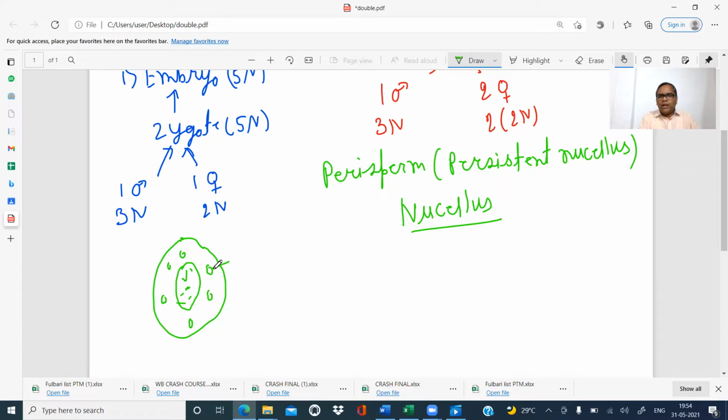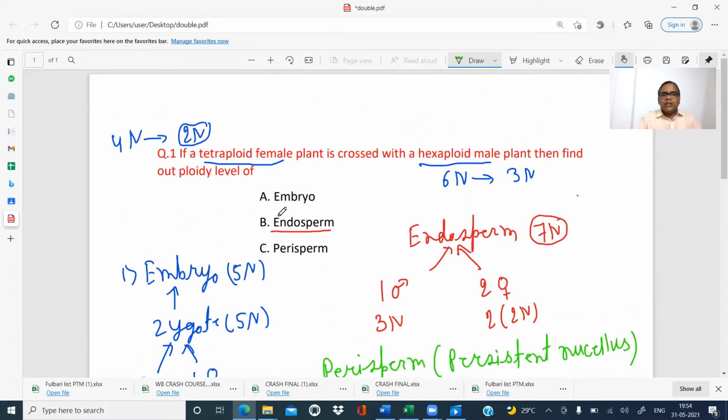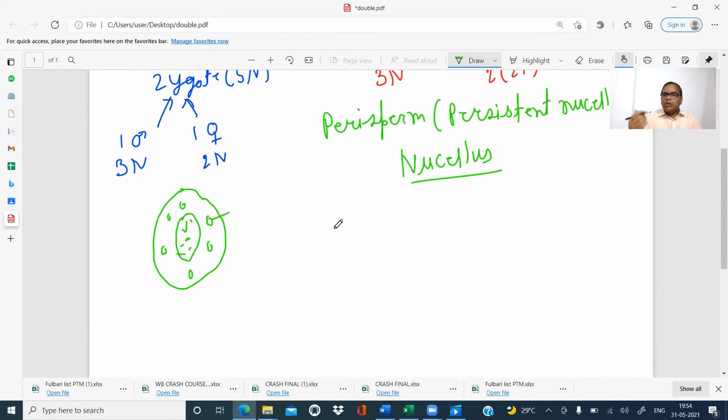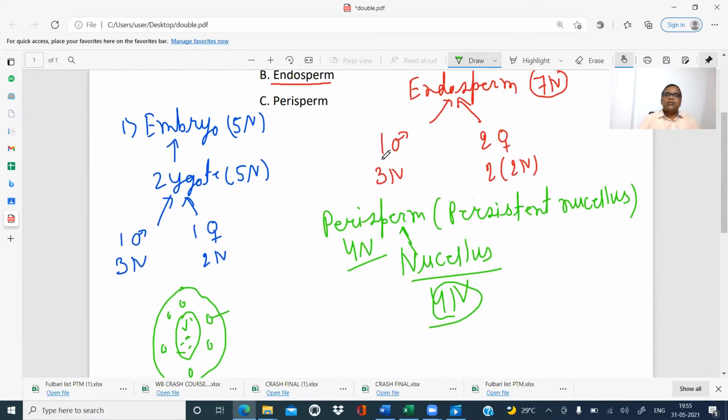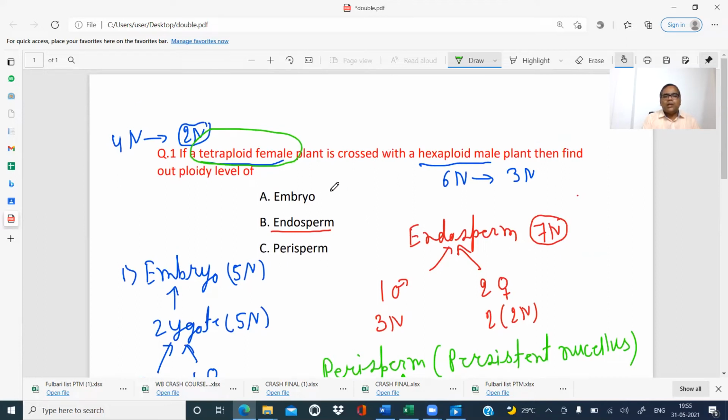In normal condition, it is diploid, but in this case, the female plant is already given as 4N. In the question it is given that the female plant is tetraploid. So we have to consider the ploidy level of the female plant as 4N. So nucellus is also 4N, and if nucellus is 4N, then definitely the perisperm will also be 4N. So in this question, the final answer is: embryo 5N, endosperm 7N, perisperm 4N.